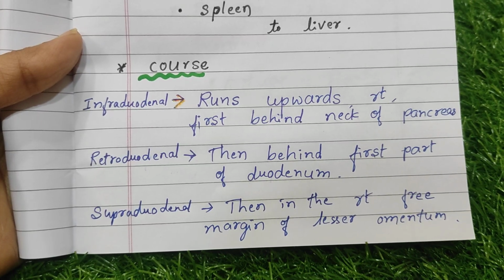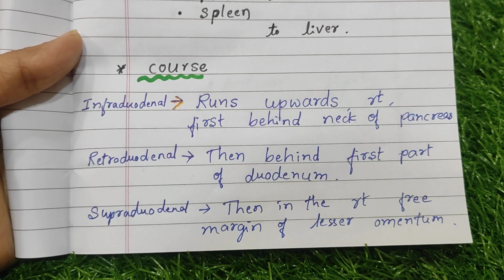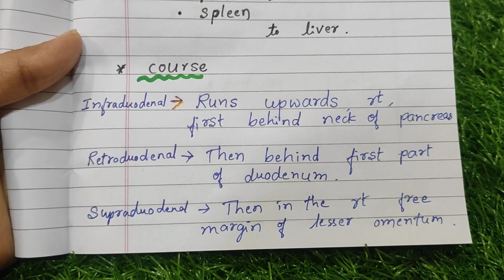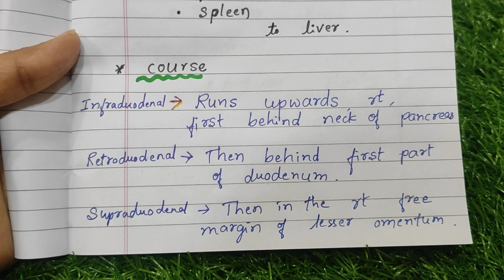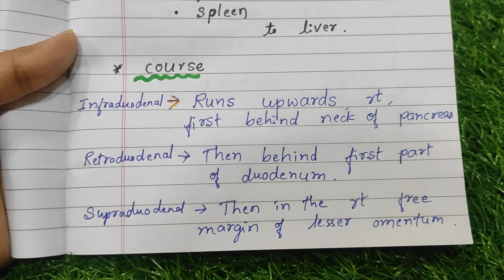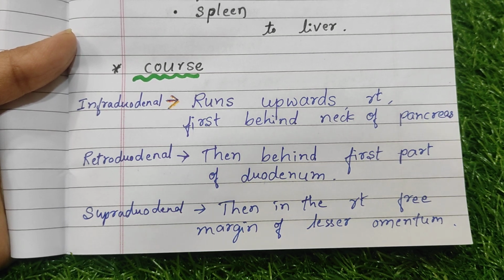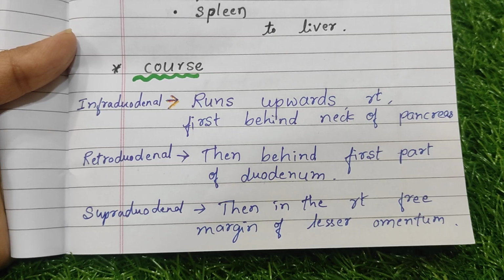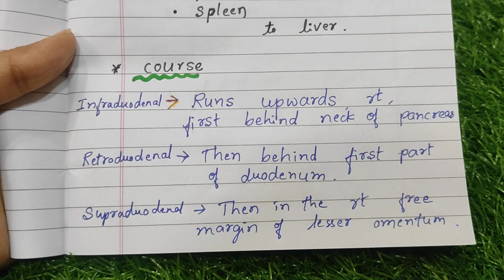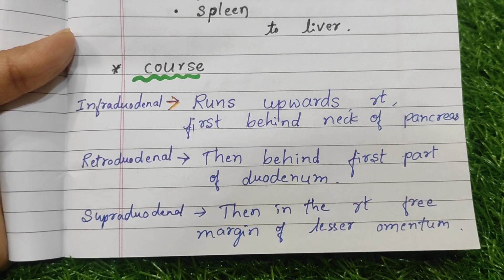Now moving on to the course of the portal vein. The course of the portal vein is divided into three parts. One is infraduodenal, that is below the duodenum. Next is retroduodenal, that is behind the duodenum, and another one is supraduodenal, that is above the duodenum. Infraduodenal, it runs upwards right side, first behind the neck of the pancreas.